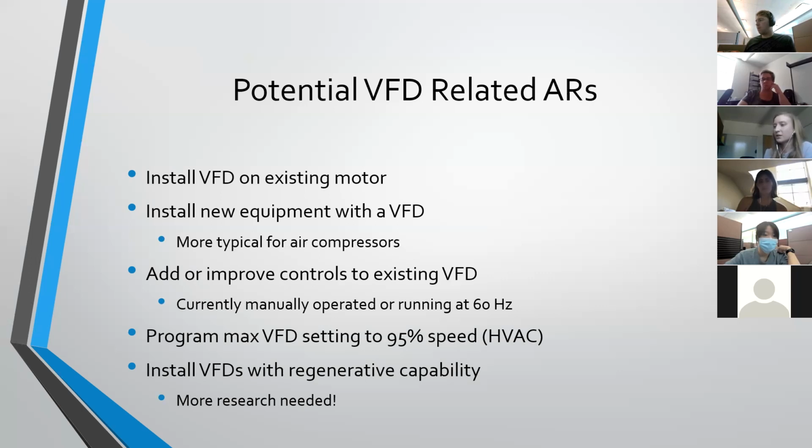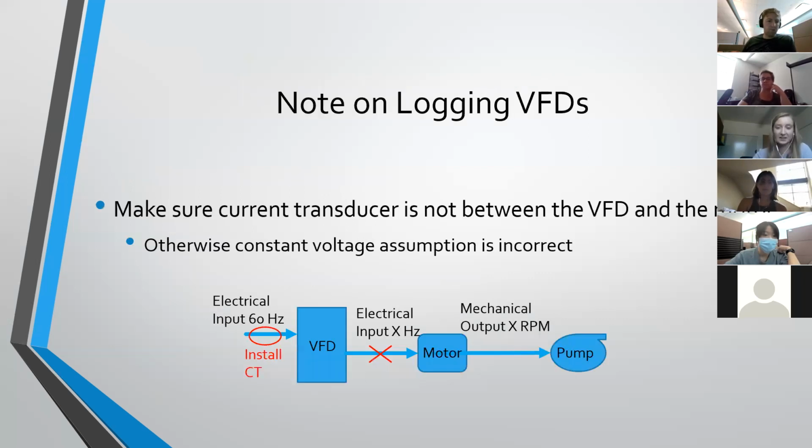And then a new one that I don't actually know much about, so if anyone decides to pursue this for an AR, I'd be curious to see what you find, is regenerative capability VFDs. Apparently typical VFDs use brake resistors to absorb power when they're slowing down, but a regenerative one can convert that energy into power that's fed back into the main supply. So I'd be interested to hear more if anyone investigates that. I haven't seen it actually used before.